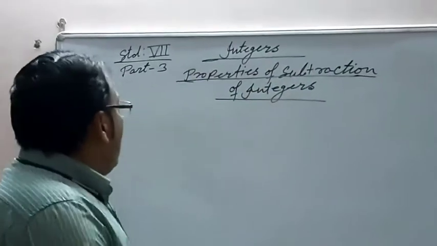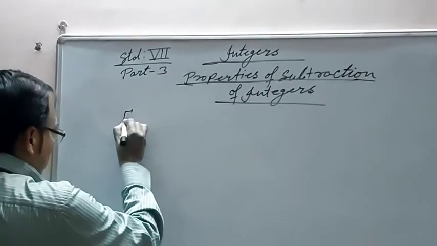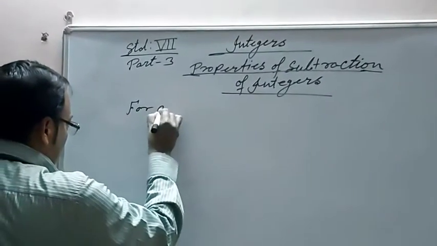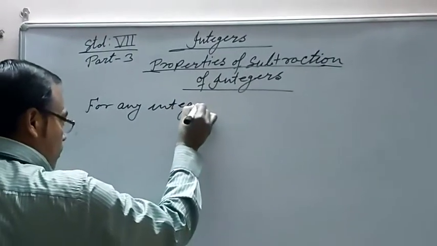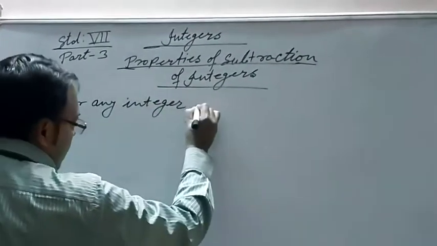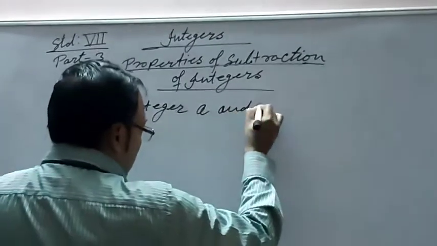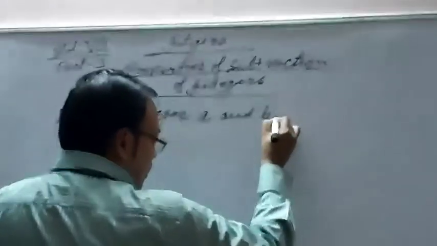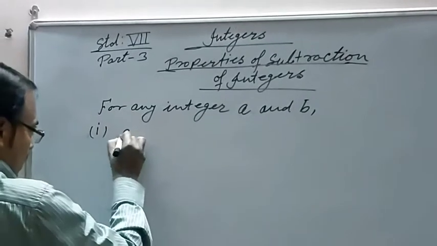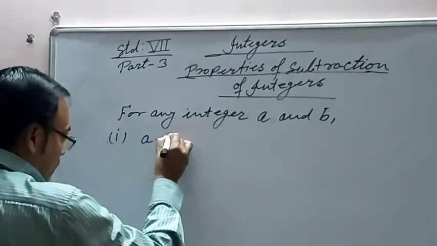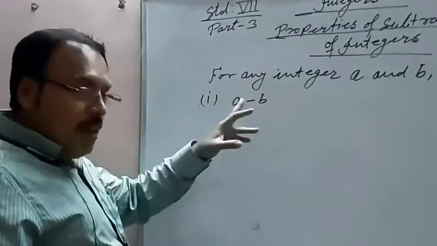Today we are going to learn properties of subtraction of integers. So, for any integers A and B, first is A minus B. If we subtract B from A, that is A minus B.